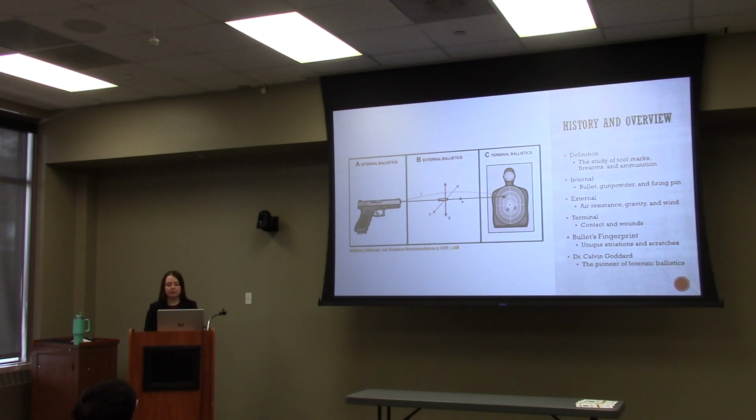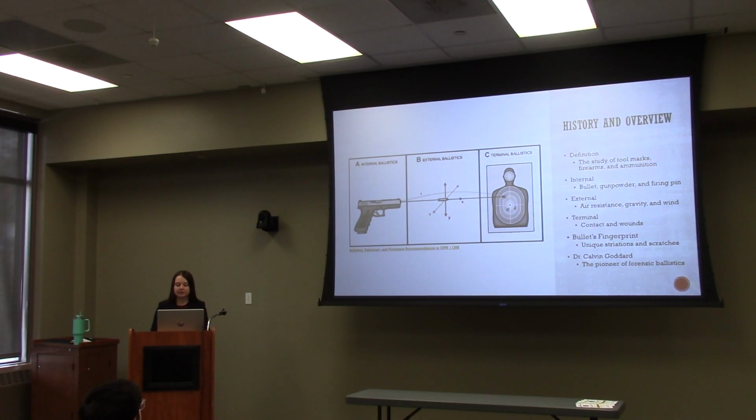One of the most important parts of ballistics is firearm identification, which is using comparisons to determine if the bullet came from a specific gun. The rifling inside the barrel of the gun pushes against the bullet as it leaves, causing these striations that are referred to as fingerprints due to their uniqueness.